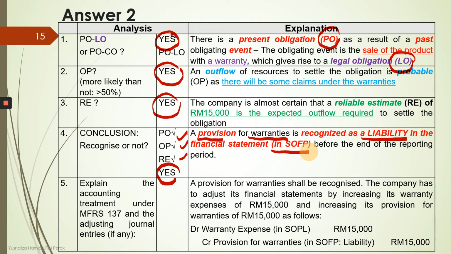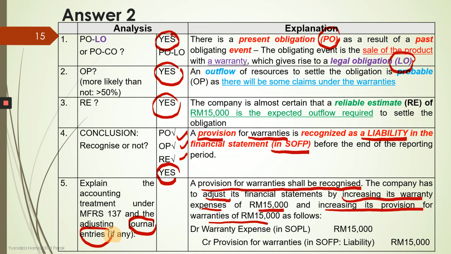Explain the accounting treatment under MFRS 137. So when you're asked to explain, you need to write that in sentences. It's best that you do the journal first, then from the journal, try and explain that in your words. So provision for warranties shall be recognized. Recognized means recognized in the financial statement. Then mention the adjustment that you need to make, where you increase your warranty expense and you also increase your provision for warranties. And because this question asks you to show journal entries, you show the journal entries as well.